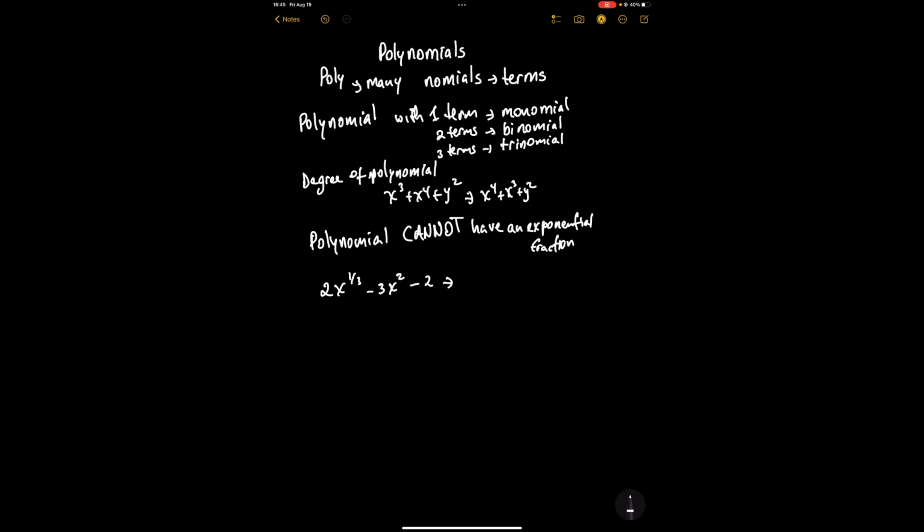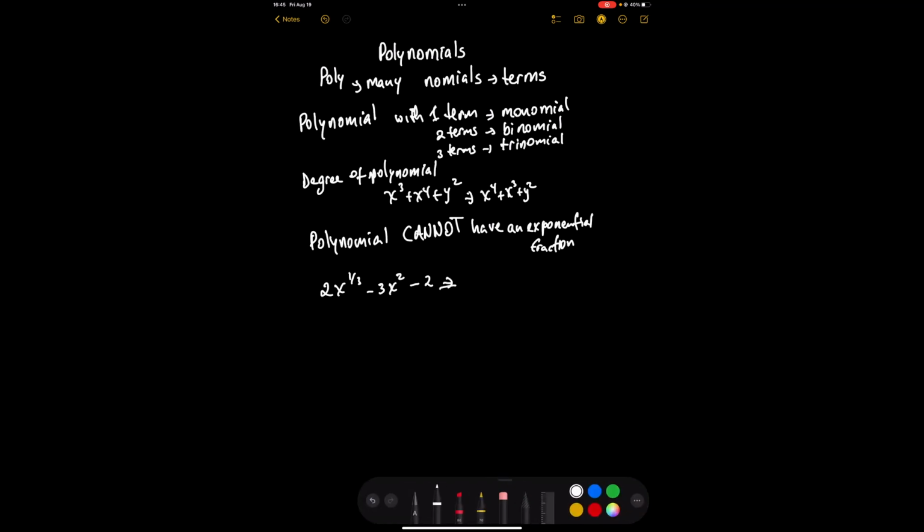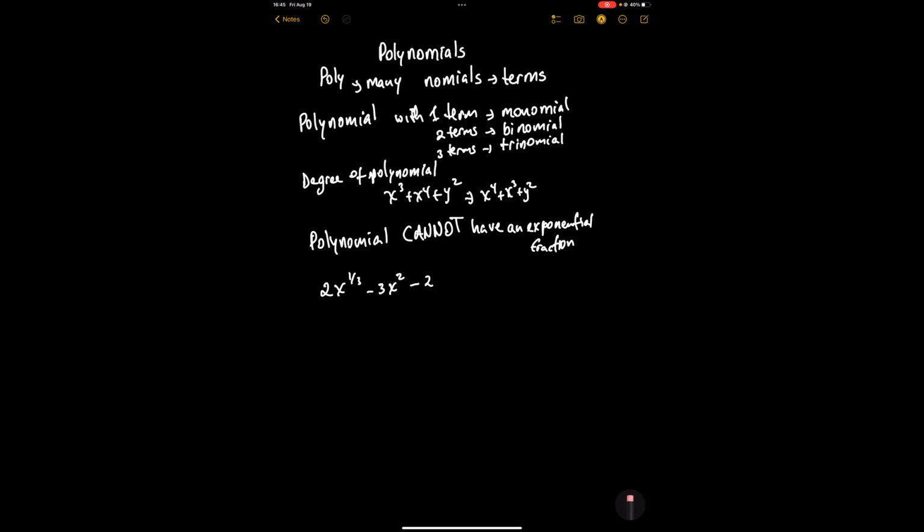this right here is not a polynomial because it has a fractional exponent. The same way, if you have 3x squared minus 2 square root of x plus 4, this is not a polynomial either.